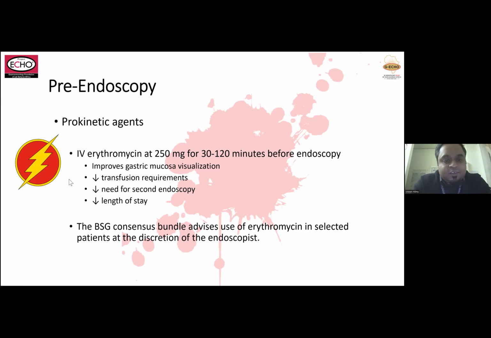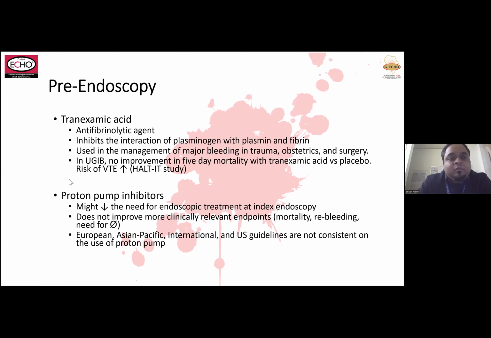The BSG consensus bundle advises the use of erythromycin in selected patients, and they've left it at the discretion of the endoscopist. Regarding tranexamic acid, it's an anti-fibrinolytic agent. Usually it's used by obstetricians and sometimes by surgeons for major bleeding in trauma. However, in upper GI bleed, versus placebo, there's no improvement in 5-day mortality, and most of the guidelines have not recommended it.